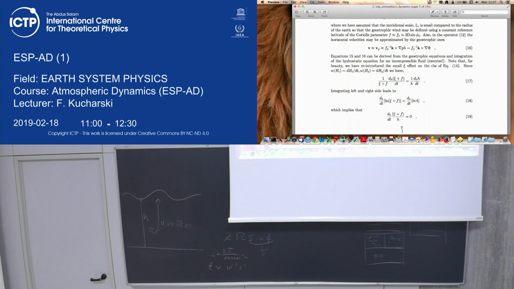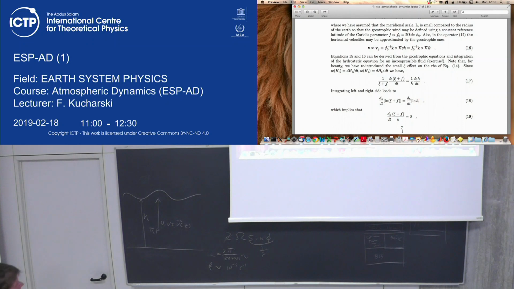And so you can see that this can be easily integrated. So we have 1 over absolute vorticity times change of that, and 1 over the height times change of that. So that's explained by the logarithm. And if d by dt of the logarithm is 0, then also the d by dt of the argument itself is 0. So we have the conservation of this quantity, absolute vorticity divided by the height of our system.